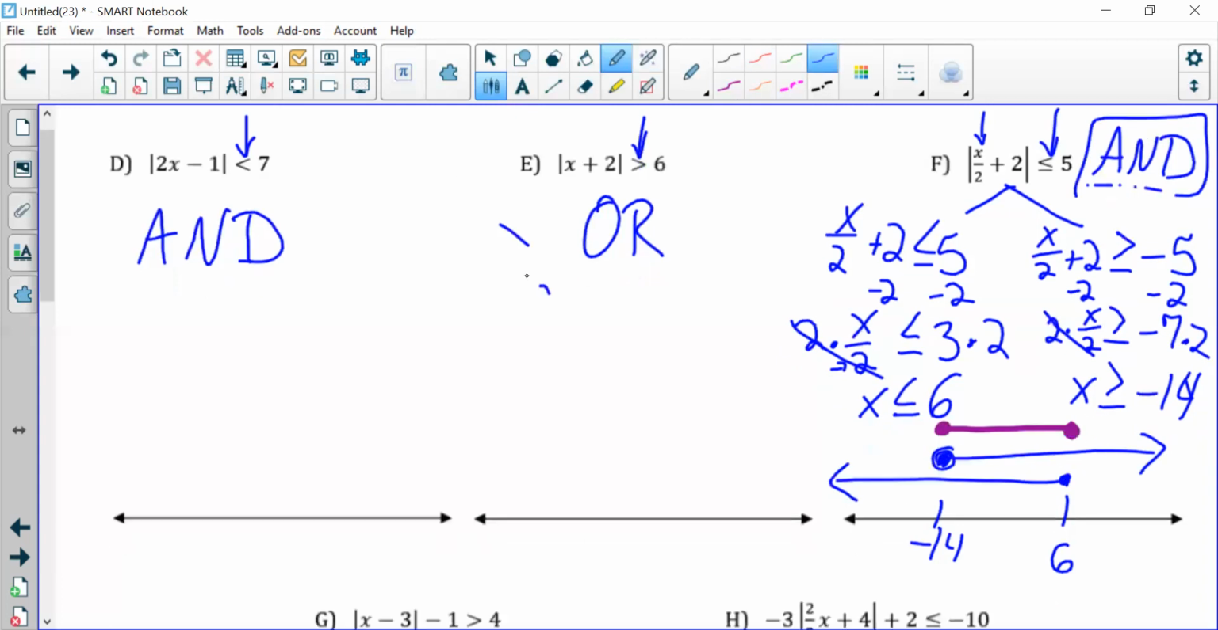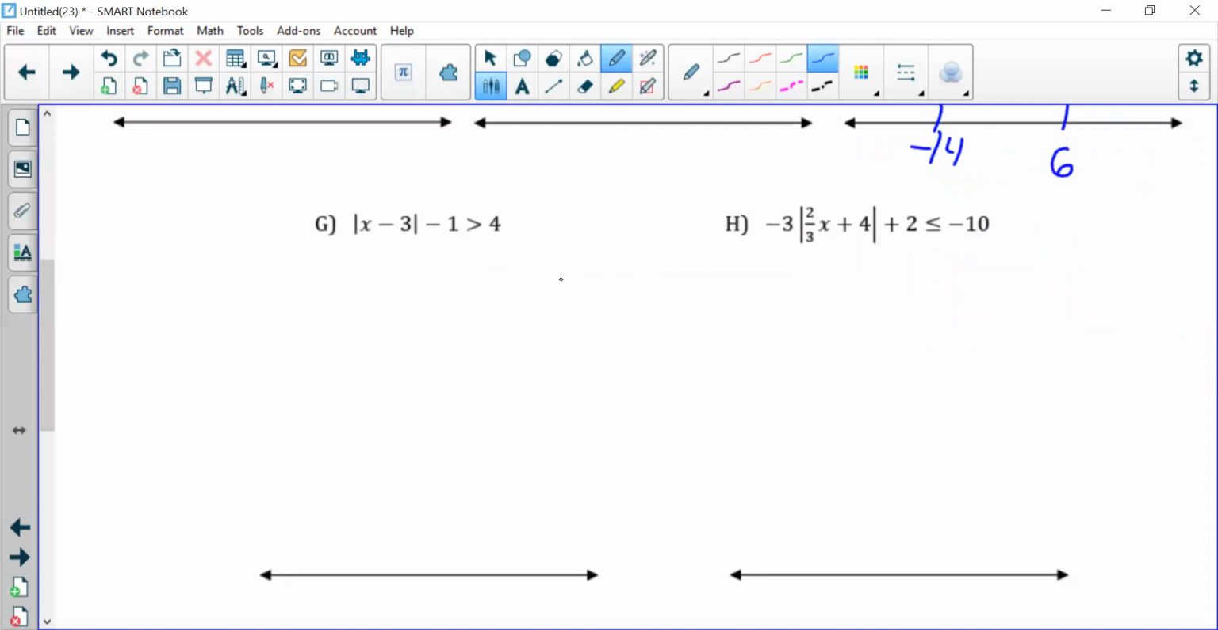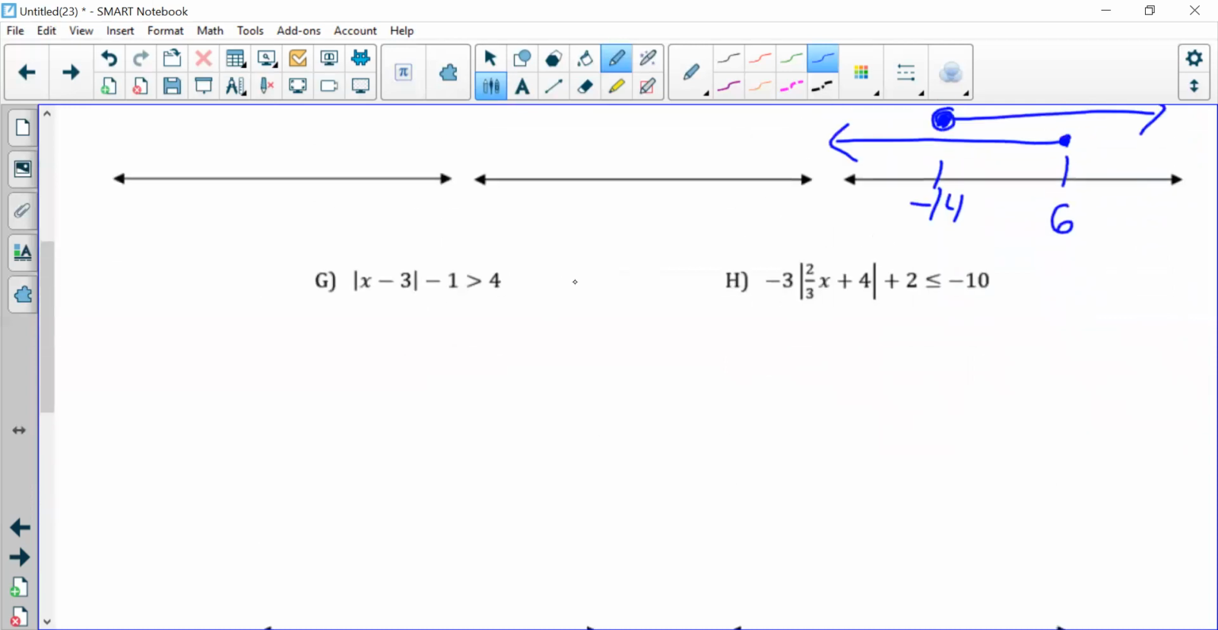All right. So now let's do both G and H. First off, remember our first step: isolate your absolute value first, before you determine whether it's an "and" or an "or". This will be important for H here, but let's take a look at G. I want to isolate my absolute value first, so I have to add 1 to both sides. That gives me the absolute value of x minus 3 is greater than 5.